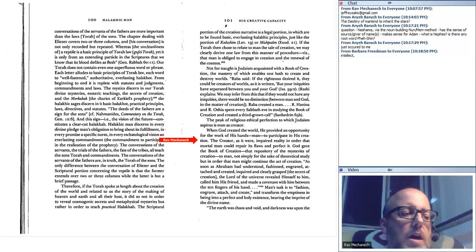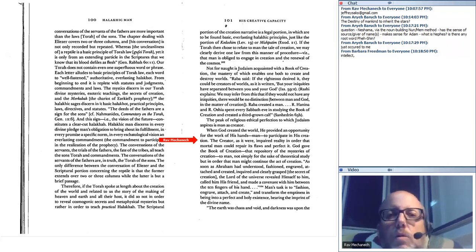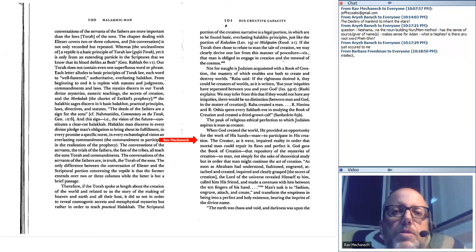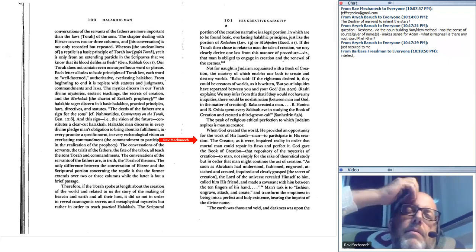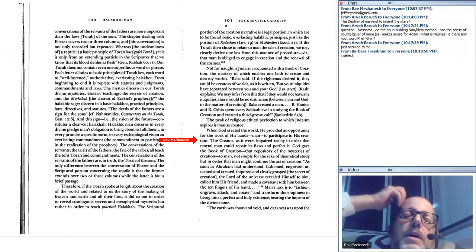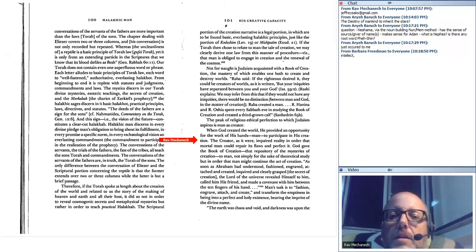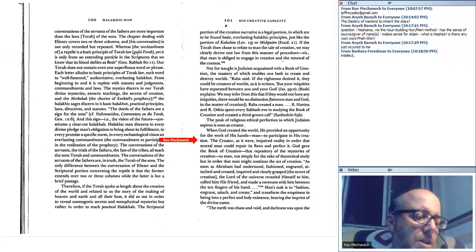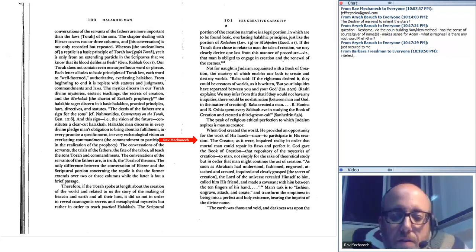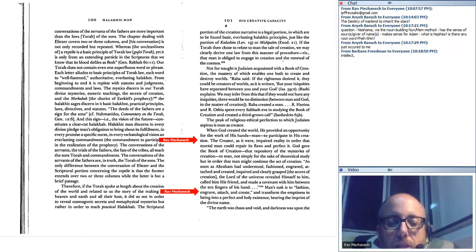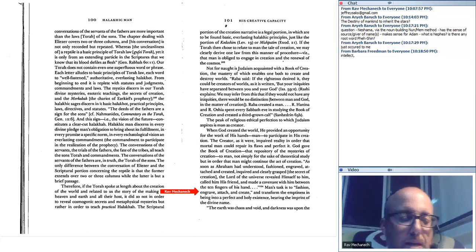This is a very famous comment of the Maharal about Brit Milah. The Gemara already mentions this idea, but the Maharal seems to have taken it to the idea that even in the creation of man, there's work left over for us to partner with God in perfecting the creation. Man's task is to fashion, engrave, attach, and create, and transform the emptiness in being into a perfect and holy existence bearing the imprint of the divine name.